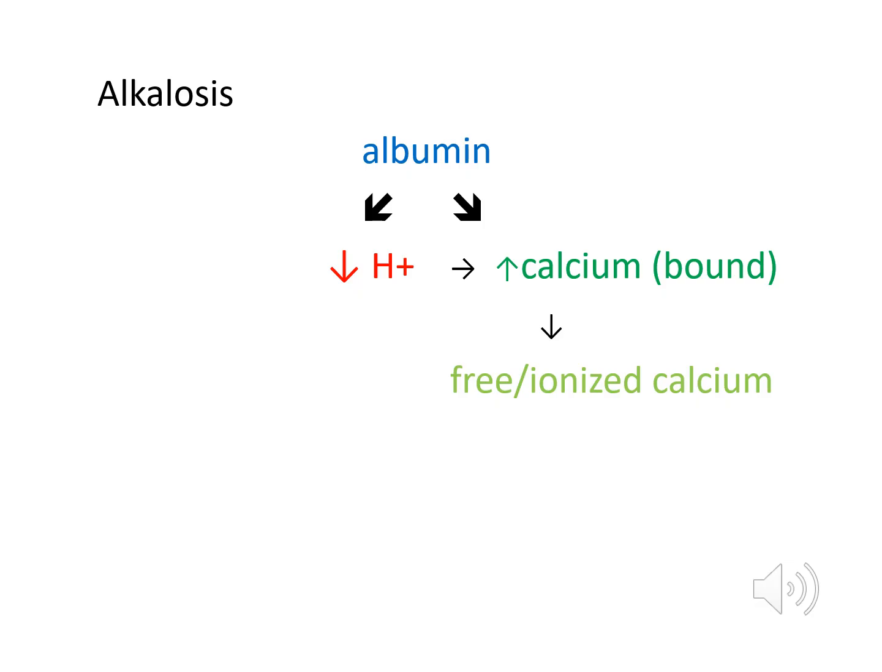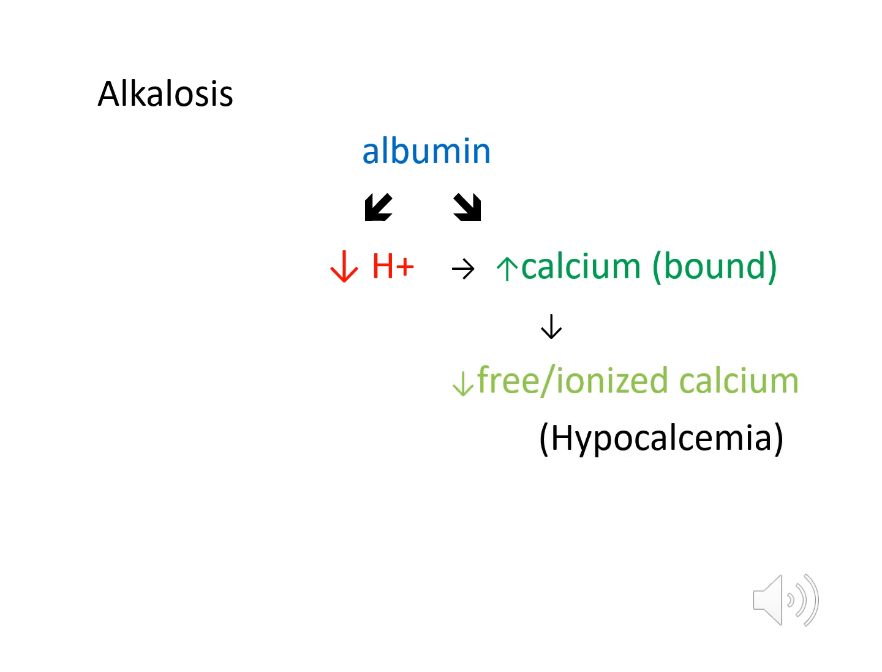If less hydrogen is binding to albumin, that means more calcium can bind to albumin. And if there's more calcium bound to albumin, what does that do to the amount of free or ionized calcium that's present? If more calcium is attached to albumin, that means there's less free or ionized calcium. In other words, now we're hypocalcemic. So do you see how that alkalosis actually sort of caused the hypocalcemia? So it makes sense then, right, that the alkalosis and the hypocalcemia symptoms are similar.